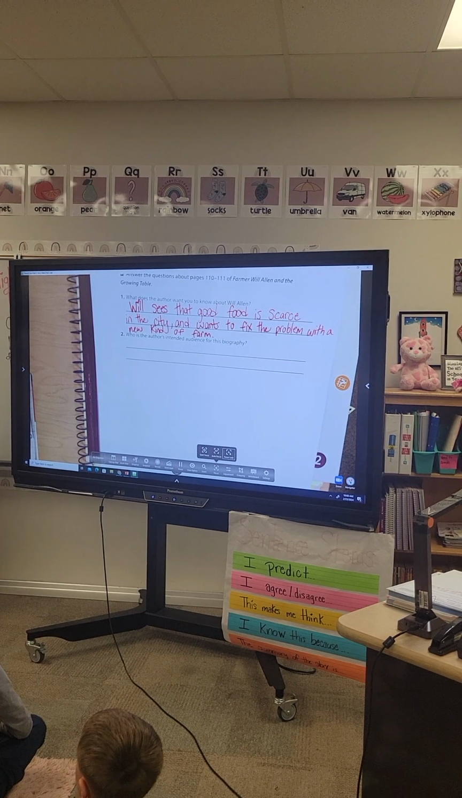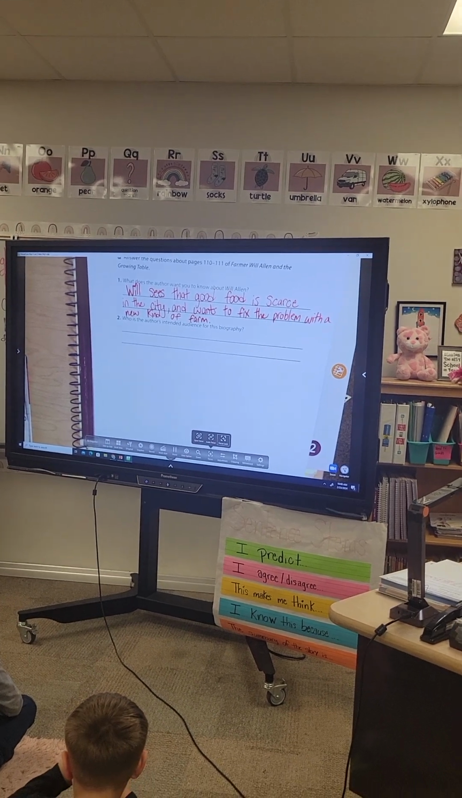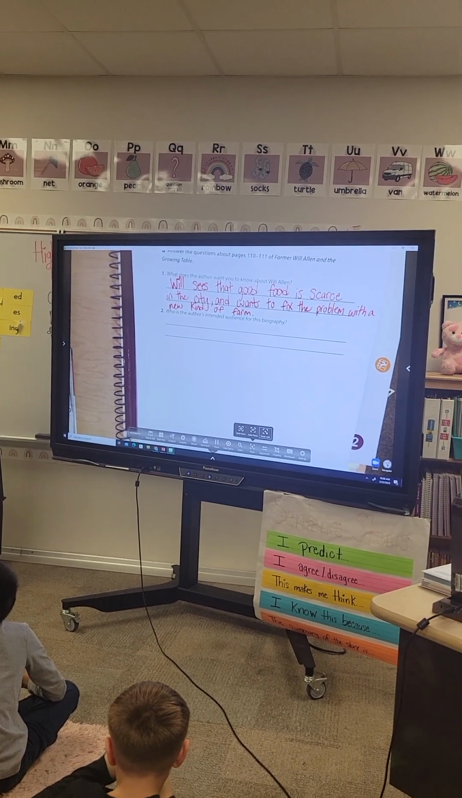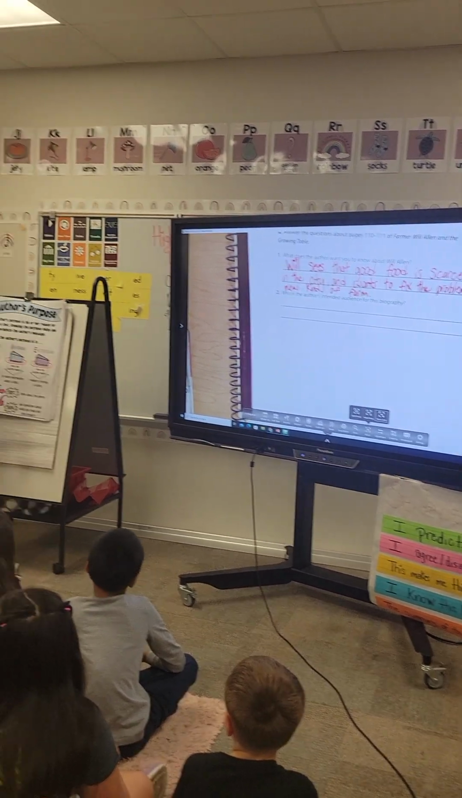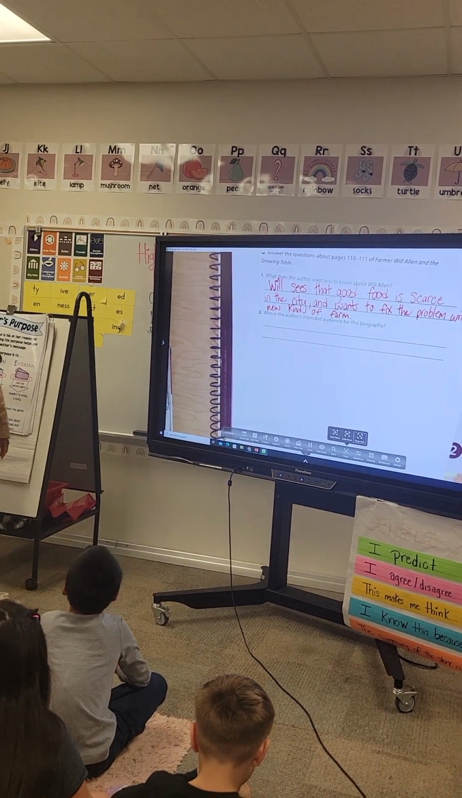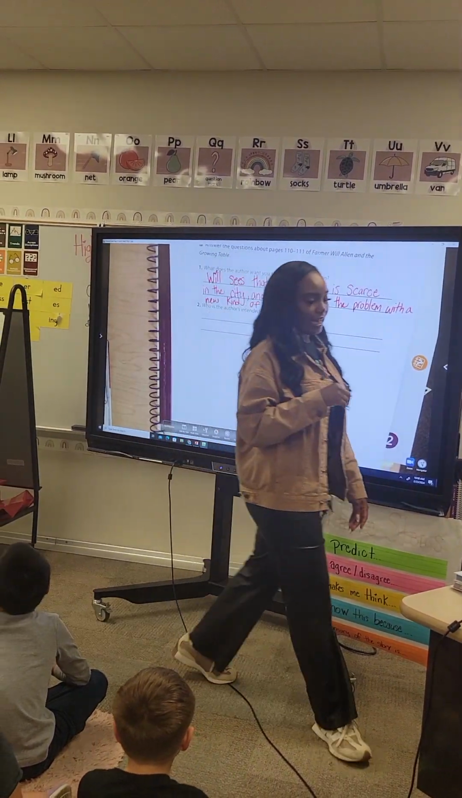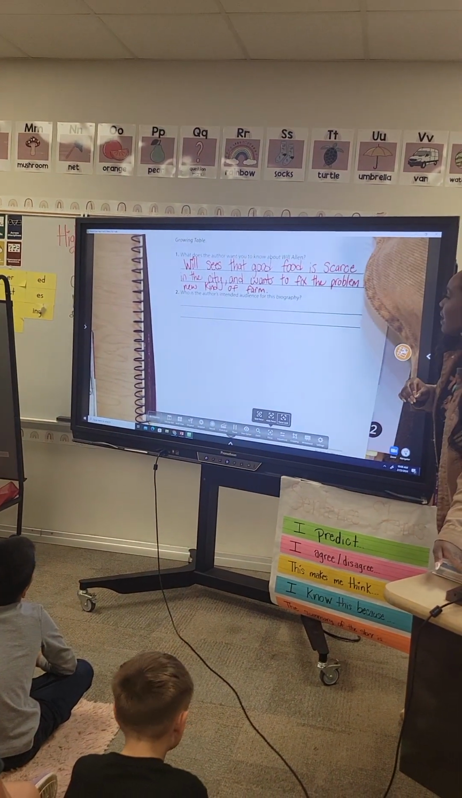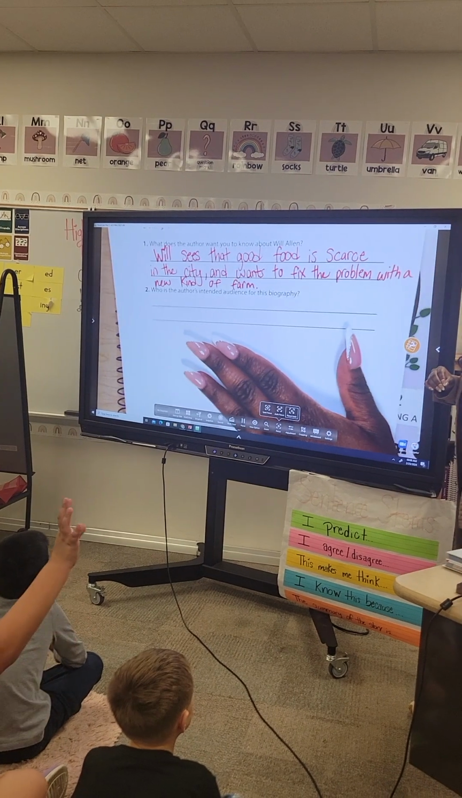He wants to fix it, right? He's not like, okay, that's too bad for that town. That's not a resolution, right? That's just the problem, but he's trying to find the resolution. He's not just being a bystander. So now we know about Will Allen that he wants to find a solution to the problem in the story about good food being scarce in the city.